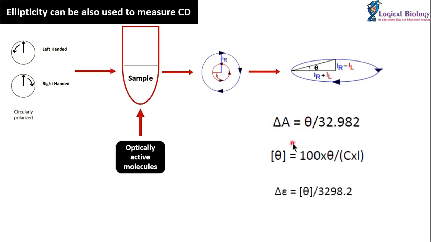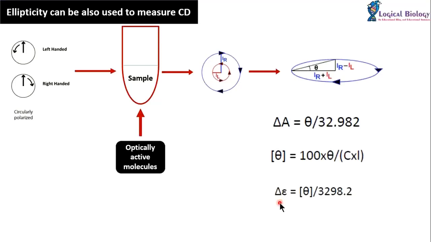So guys, these equations are very important because by this equation the ellipticity can be converted into the difference of absorbance, or by this equation molar ellipticity can be converted into delta epsilon, that is again circular dichroism. So we can measure the circular dichroism in 3 units. First is delta A, that is difference of absorbance. Second is delta epsilon, that is difference of molar extinction coefficient. And third is theta, that is ellipticity.